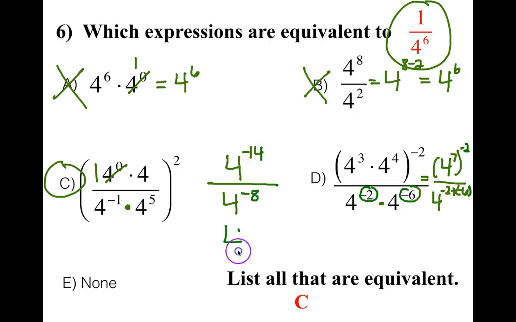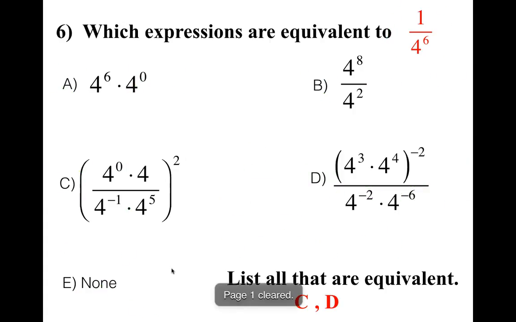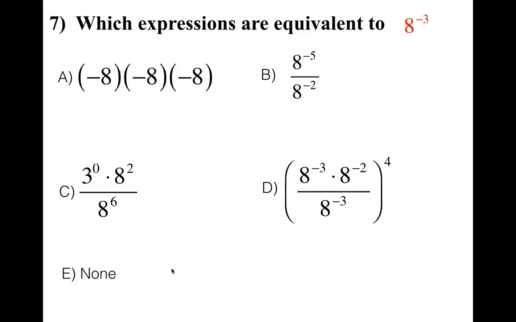So to finish this off, I'm going to do 4 to the negative 14 minus a negative 8. If you add the opposite, you're going to end up with 4 to the negative 6, which could be rewritten as 1 over 4 to the 6. So D is definitely also equivalent. So it can't be E, of course, since we picked C and D. Okay, so now number 7. At this point, what I would like you to do is go ahead and pause the video and try this one on your own. Determine whether or not 8 to the negative 3rd is equivalent to any of these given options.